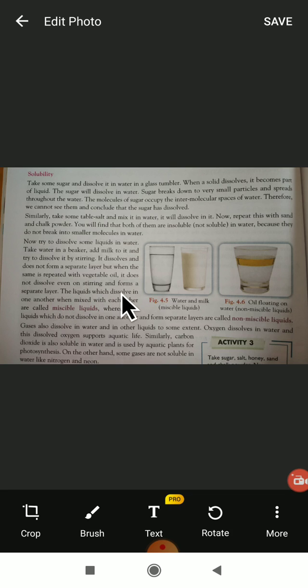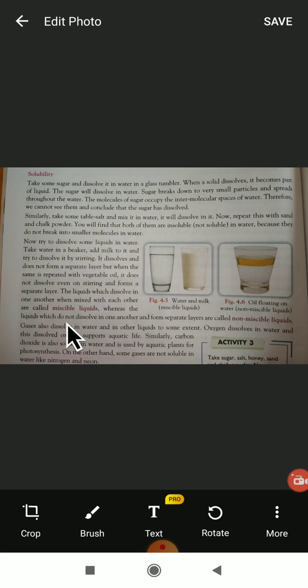The liquids which dissolve in one another when mixed with each other are called miscible liquids. So water and milk are miscible liquids. You can take the example of buttermilk and water, which is also an example of miscible liquids. This is an important term, dear students. Remember this one. What are miscible liquids? The two liquids which dissolve in one another when mixed with each other are called miscible liquids.